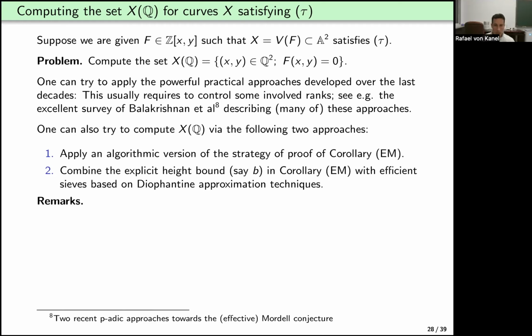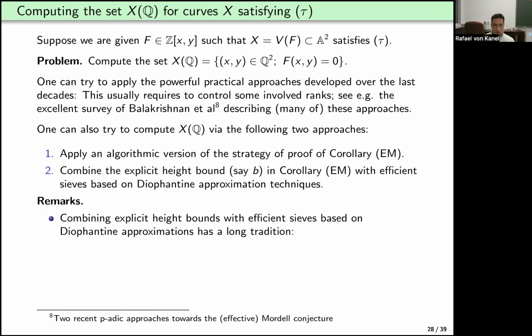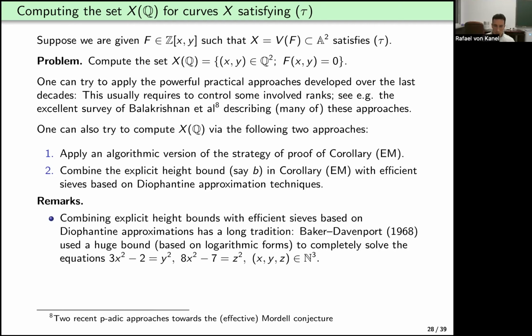Maybe let me make some remarks. Combining explicit height bounds with efficient sieves has a long tradition. For example, a very nice result of Baker-Davenport is that they completely solved these 2 Diophantine equations using huge bounds based on logarithmic forms and combined it with some Diophantine approximation technique.